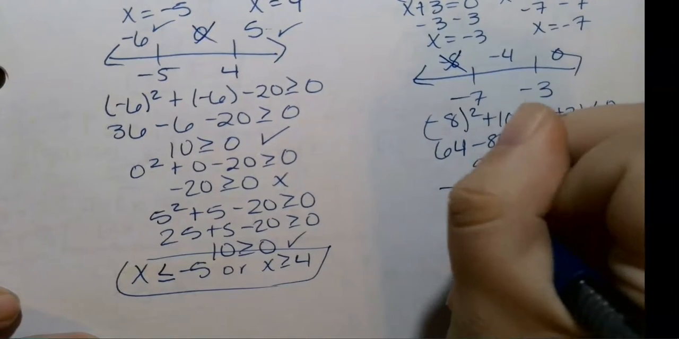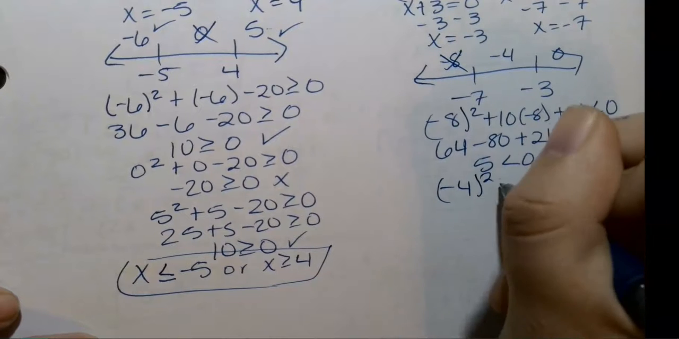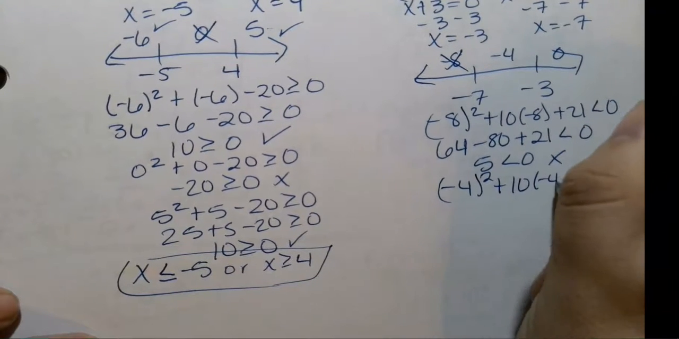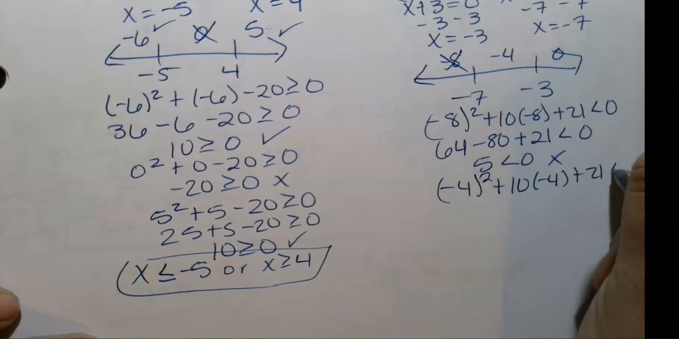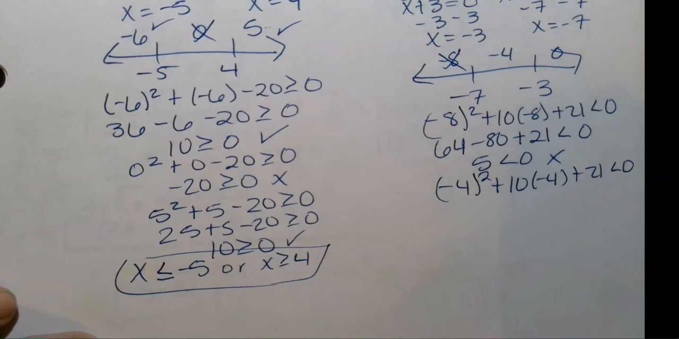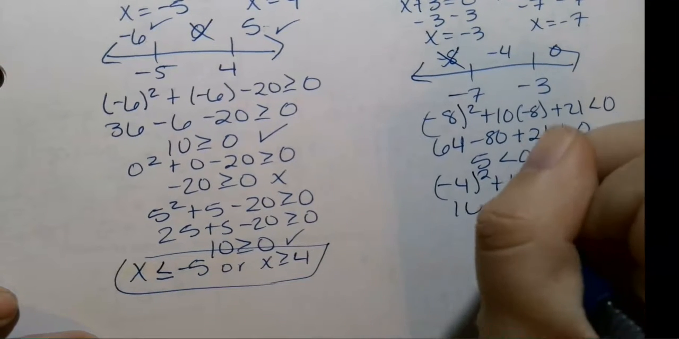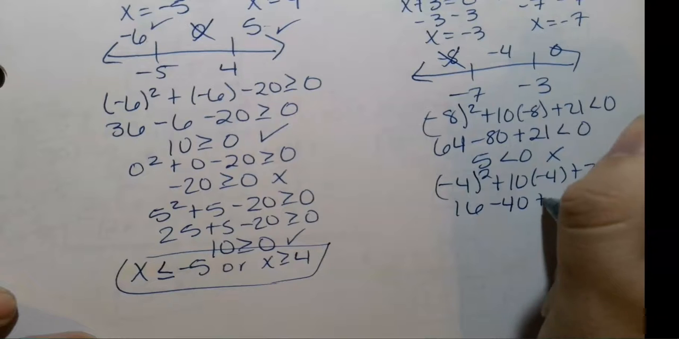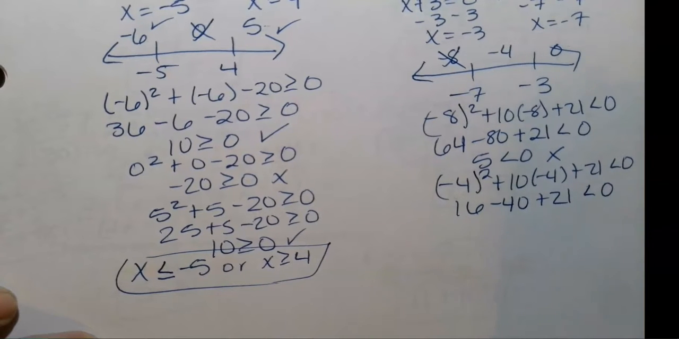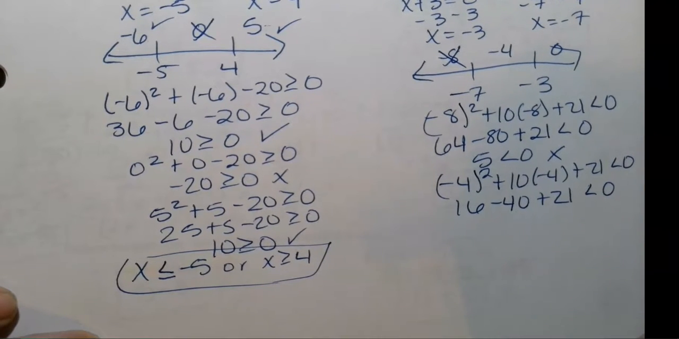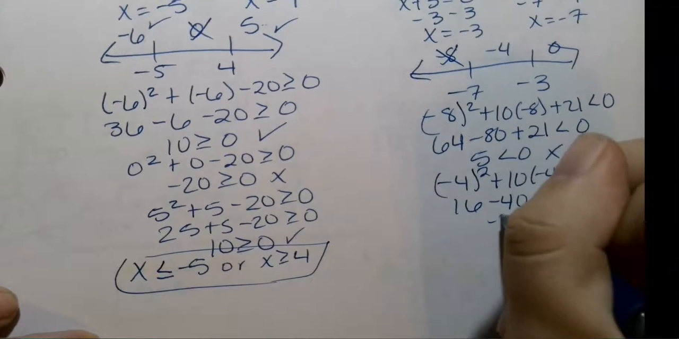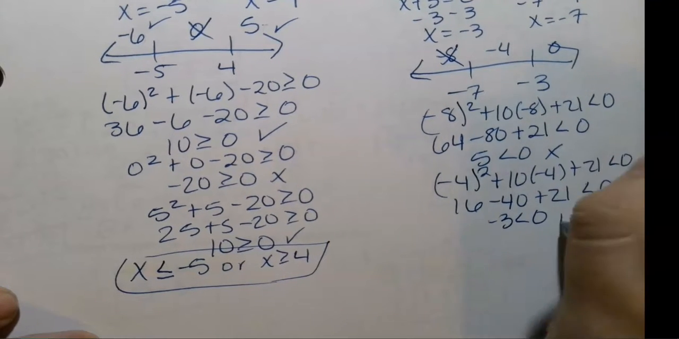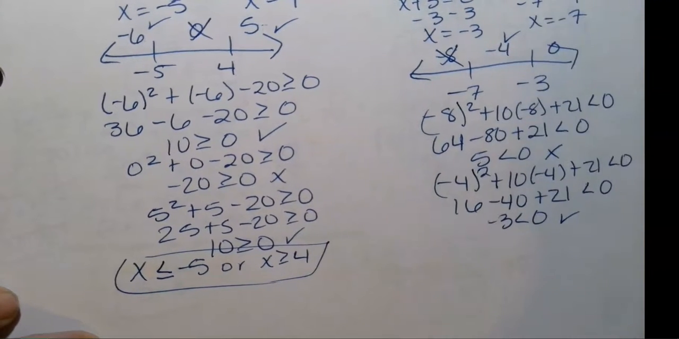Then I'm going to do the same thing for -4. I have -4 squared plus 10 times -4 plus 21 is less than 0. -4 squared is 16. 10 times -4 is -40 plus 21, less than 0. 16 minus 40 is -24 plus 21 is -3. -3 is less than 0.